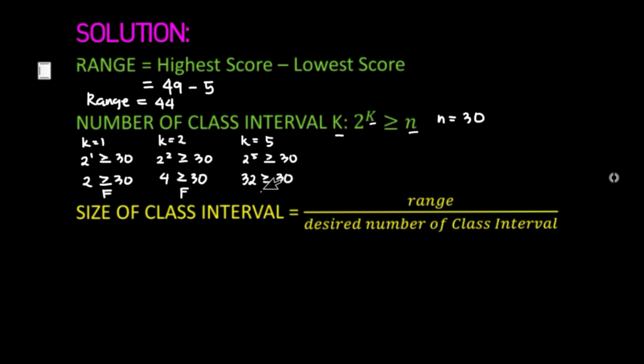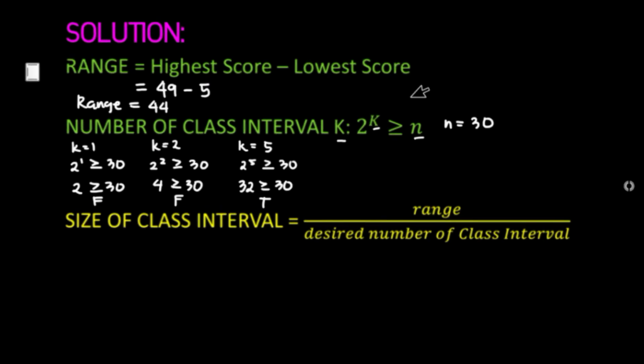So, 32 is greater than or equal to 30. True. So, therefore, yan na po, nakuha na po natin yung pinakamaliit na pwede. So, pwede rin namang 6, pwede rin namang 7. Pero, kukunin natin yung pinakamalapit. Mas malaki sa kanya, mas malaki sa n na pinakamalapit sa kanya.